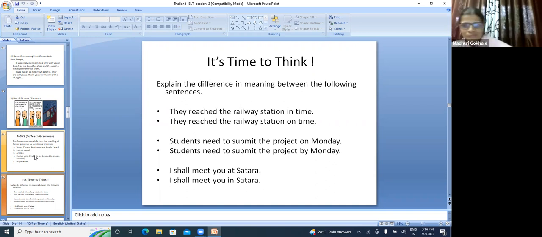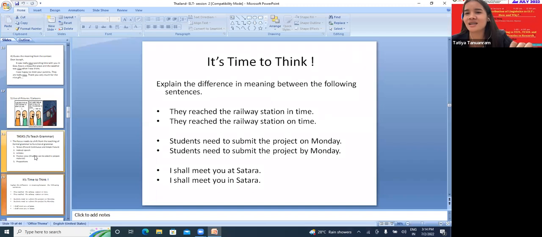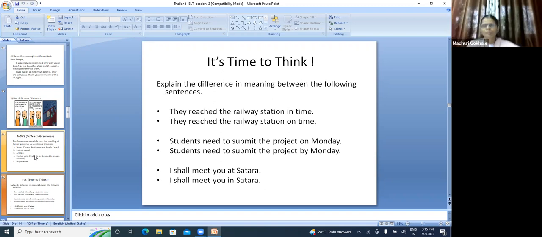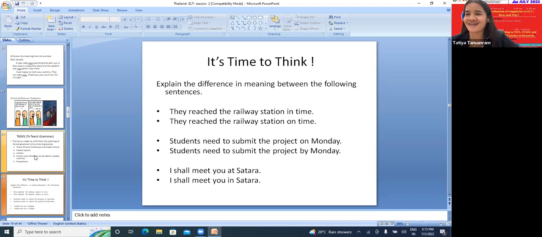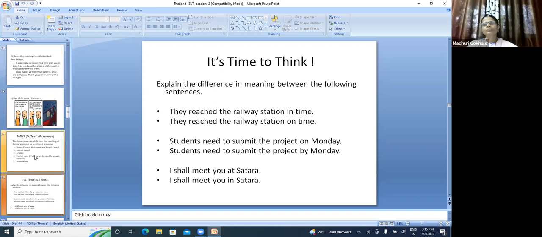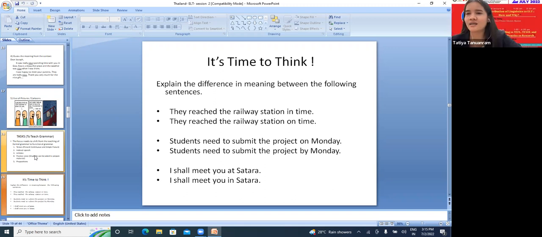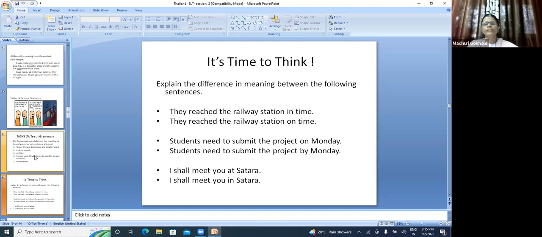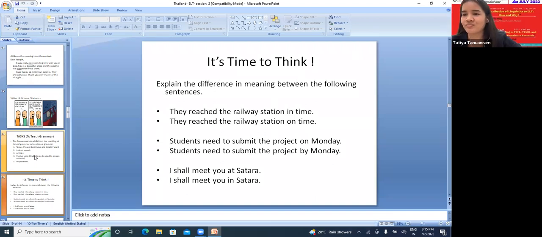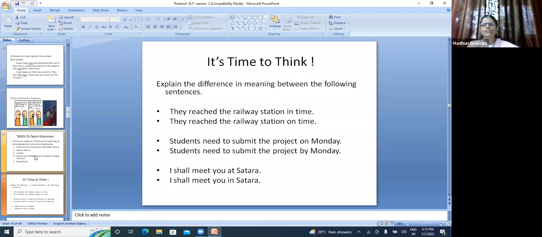No problem. They reached the railway station in time means they reach the place within the time. Within means when. It's like if the train is at 3, they arrive before three, correct. So in time actually means a little before time, right? But on time, if the train arrives at 3, and if you reach at 3, then you reach on time. All right.